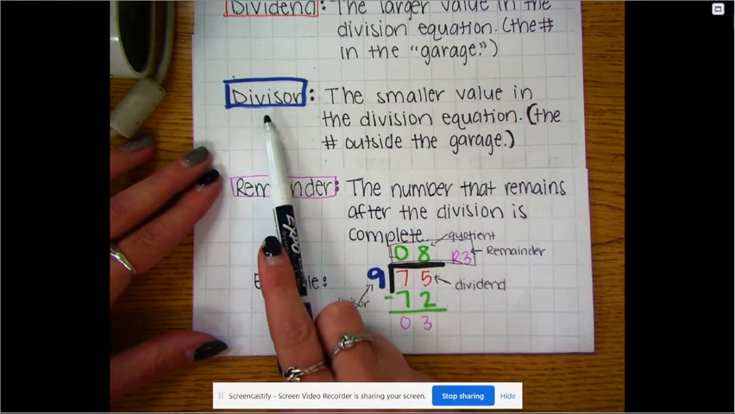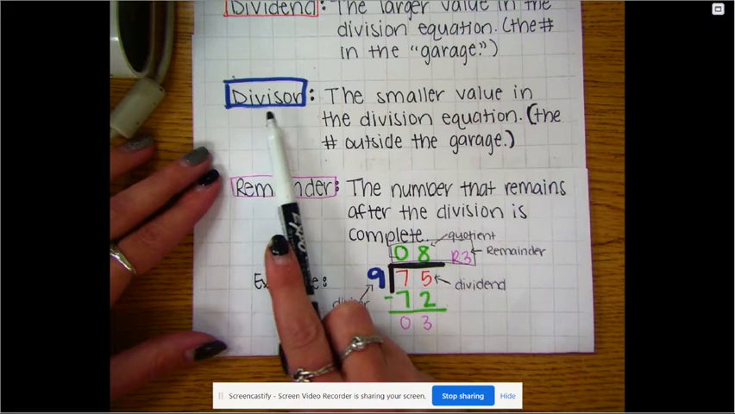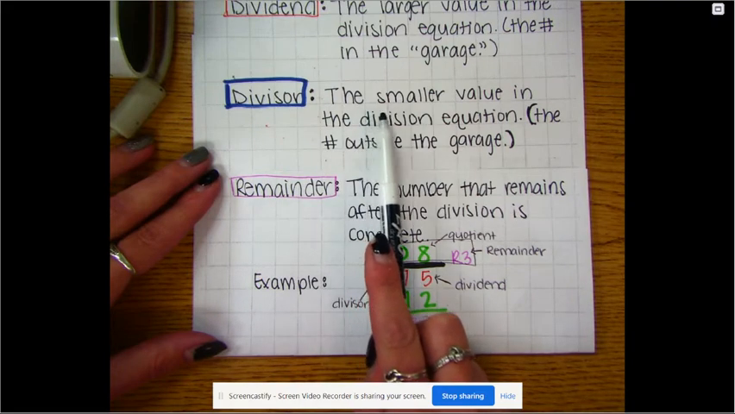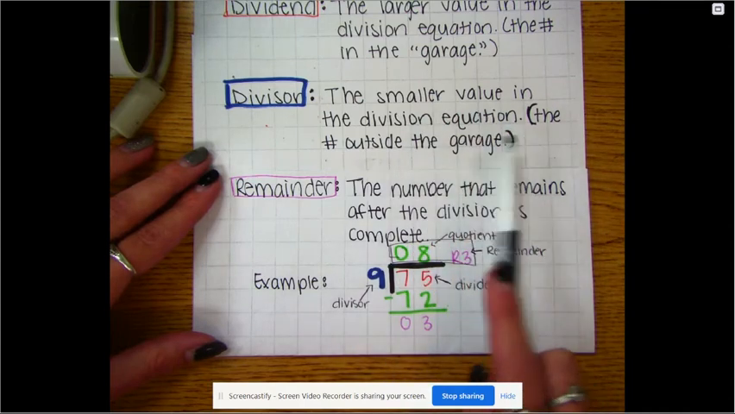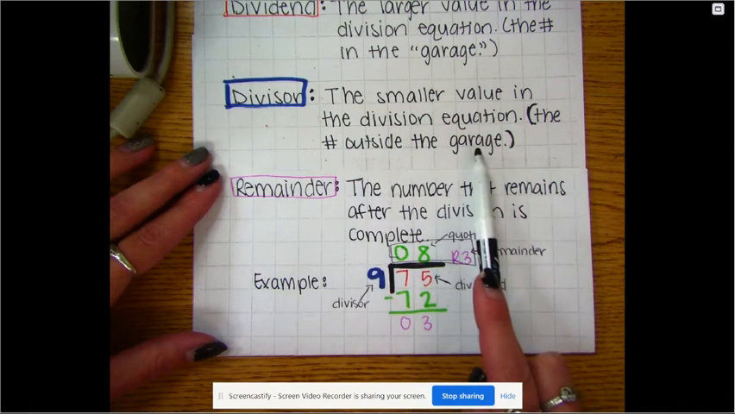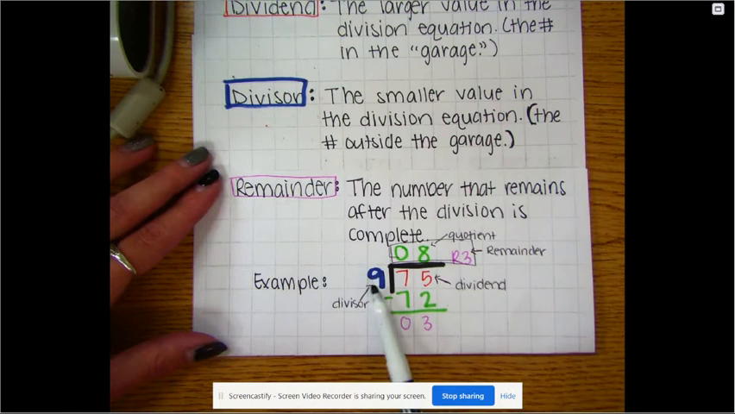The third word we're going to talk about is a divisor. The divisor is the smaller value in the division equation. So it'd be the number outside of the garage. This right here is our divisor. Its value, 9, is less than 75.